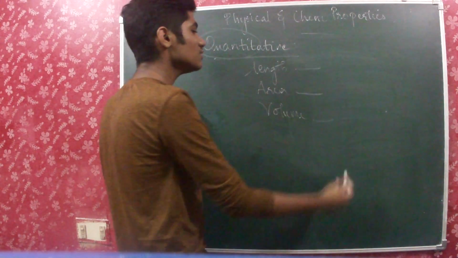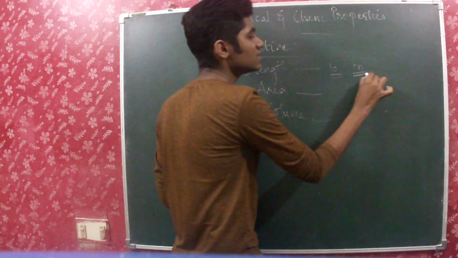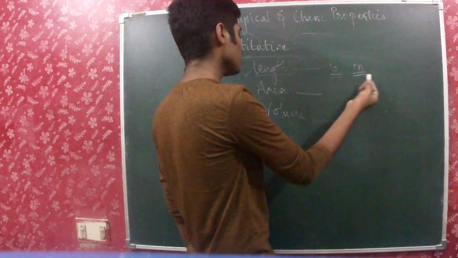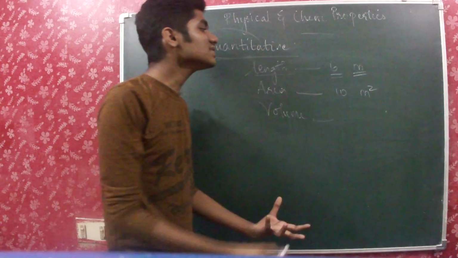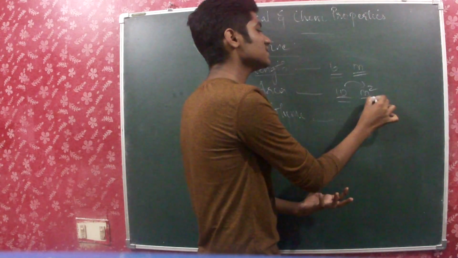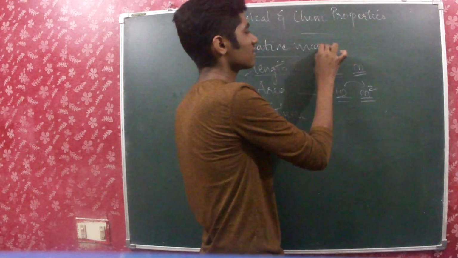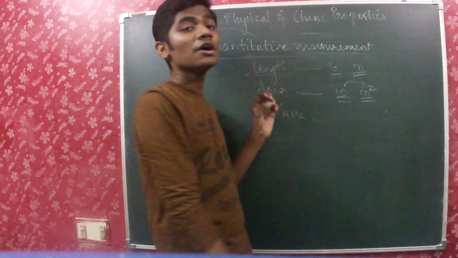Whenever I calculate values like this, I always write a number and then the unit in which I am measuring the particular thing. So for length, 6 meters; for area, 10 meters square. This is the number which I write, and it is followed by a unit. This is what is known as quantitative measurement, that is, measurement by means of quantity.